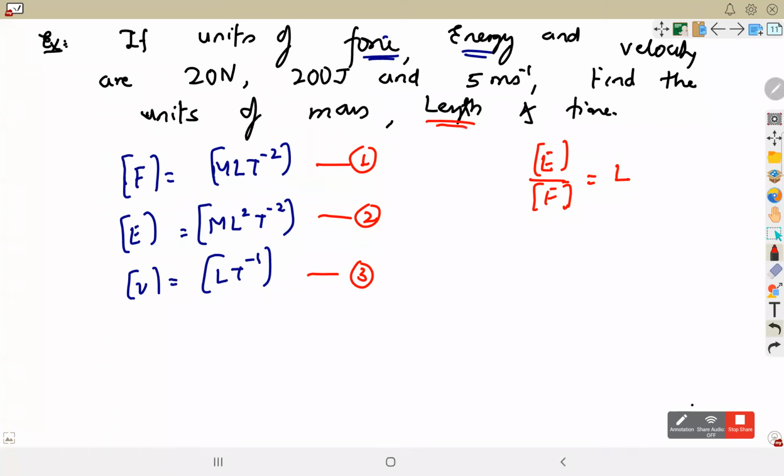Now we have to find mass. Similarly, if we divide energy by velocity square, you can say it is by trial, but it's not exactly by trial. Dimension of energy divided by dimension of velocity square. Is it mass? Yes, sir. And third, we have to find time. So how do we find time? If we divide... okay, that will be a little tricky. You have to find the time.